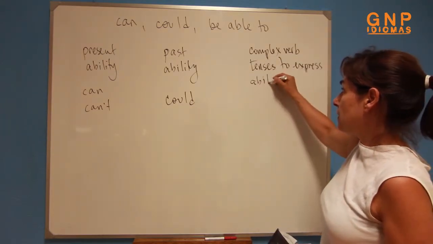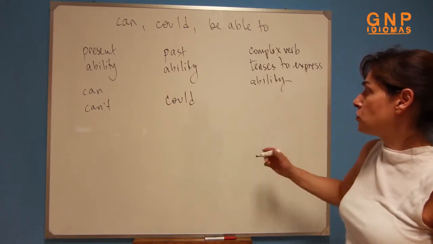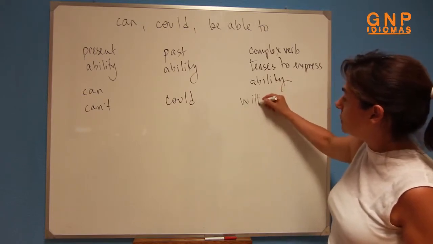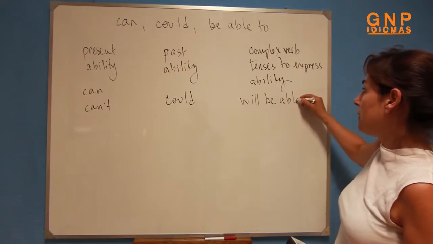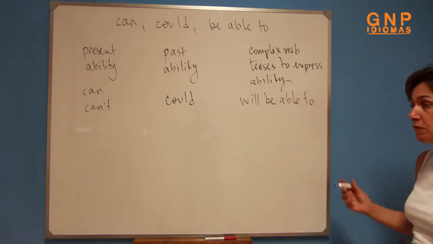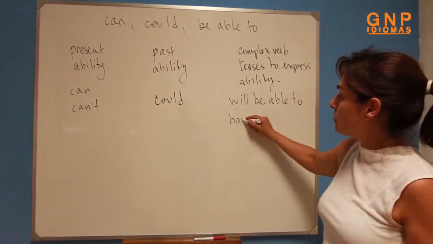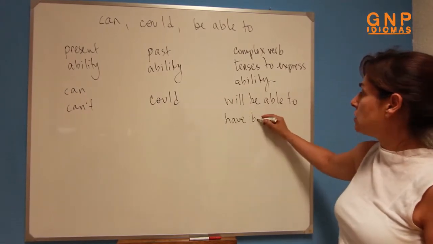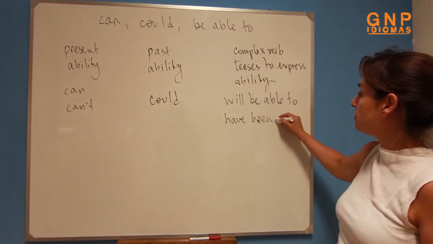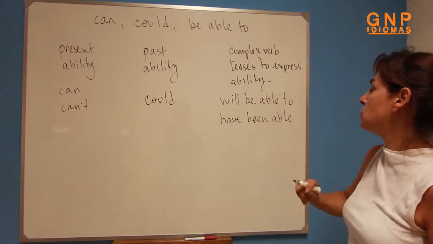So let's say that I want to talk about future ability, it would be will be able to. All right? Or what about the present perfect? Have been able to. I can't do that with can or could. So this is the whole point to this. Okay? This is why we have be able to.